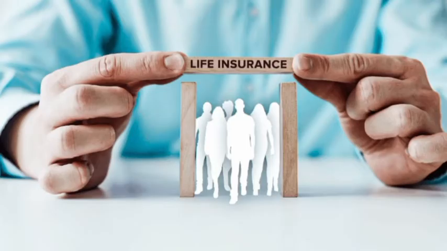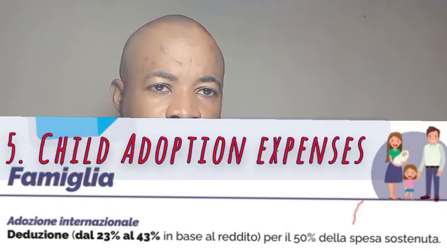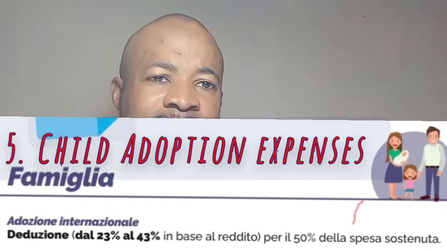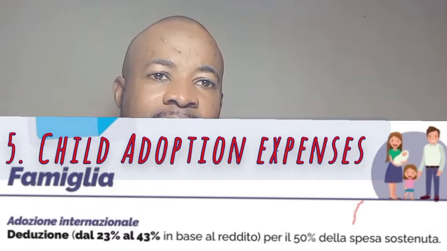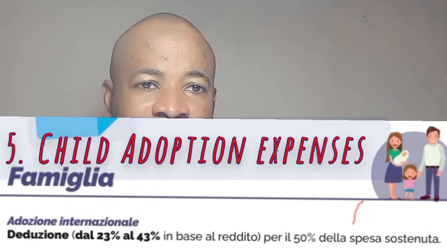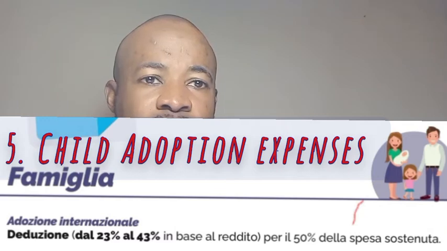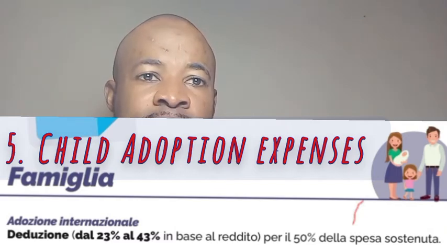Number 5 is child adoption. If you adopted a child or two children, a percentage ranging between 23 to 43% of the expenses you incurred in adopting that child will be deducted. Note that the adoption must be made from a different country. So if you live in Italy, the adoption must be made from a country other than Italy.